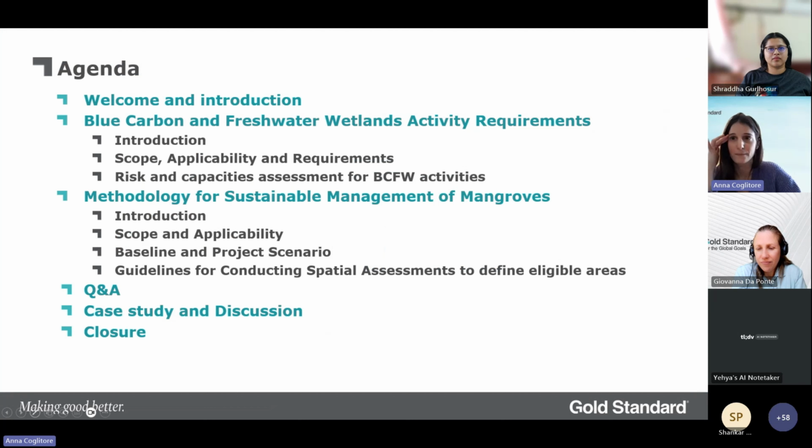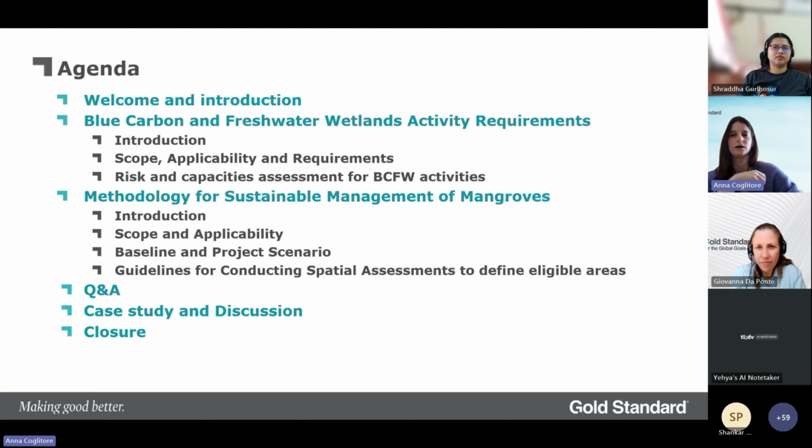Let me present the agenda. Today's agenda, we will start with, of course, a welcome and introduction. Then we will dive into the blue carbon and freshwater wetlands activity requirements. There we have also a little quiz, and we'll be showing a video. And then Giovanna will talk us through the scope, applicability, and requirements of the activity requirements. And then Shraddha will be talking with us about the risk and capacity assessments for the blue carbon and freshwater activity requirements. Then after that, if we have time, hopefully we can take a couple of questions.